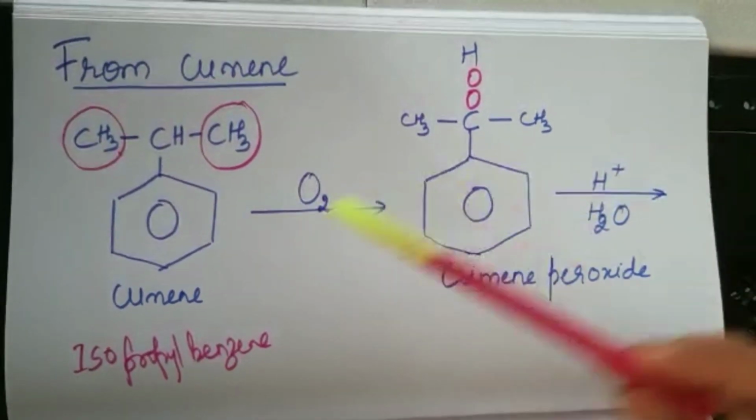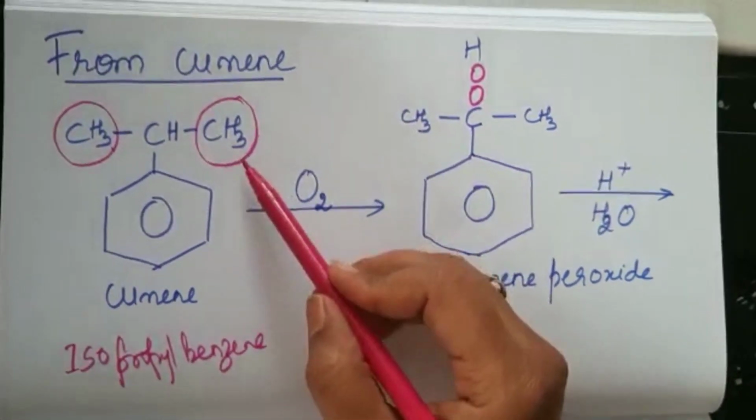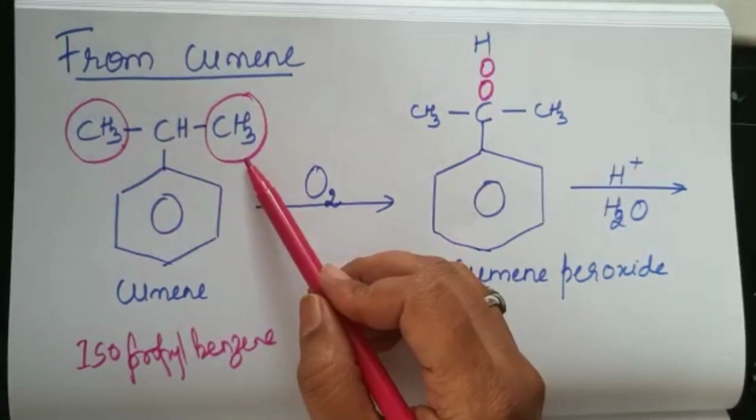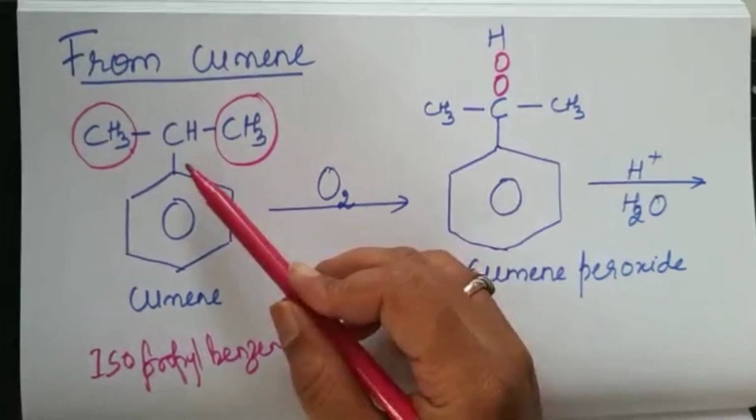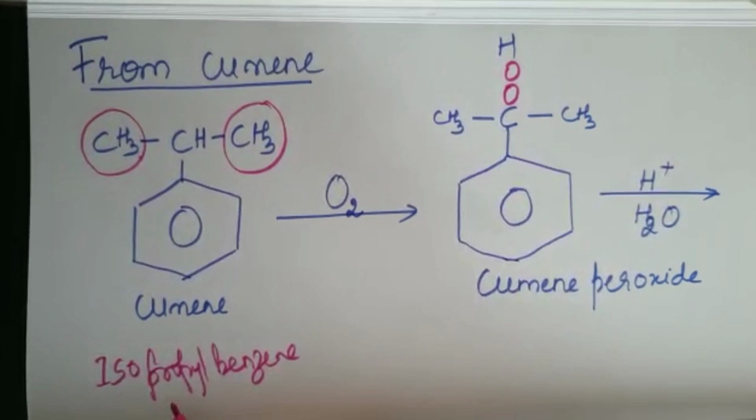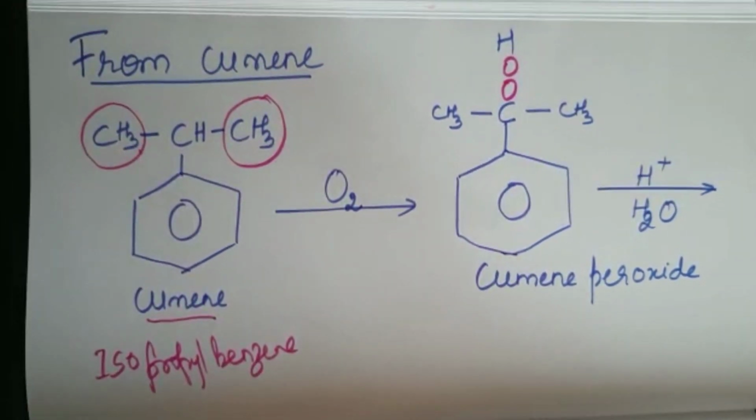From cumene. Cumene is isopropyl benzene. Why isopropyl? On either side you have CH3 groups, therefore iso. Propyl because there are 3 carbon atoms attached to benzene. Therefore the name of the molecule is isopropyl benzene. In industries it is called cumene.